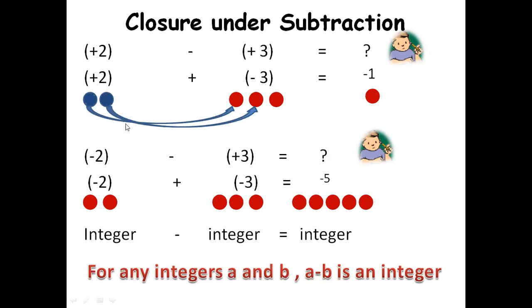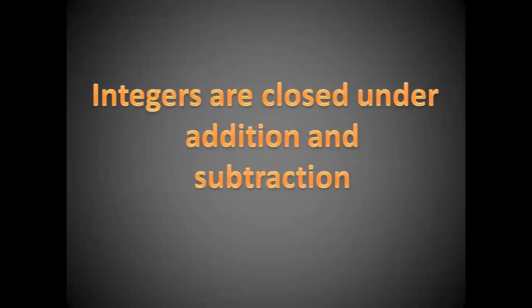Here, see here, these are all integers. Integer is subtracted from integer. The answer is also an integer. So in general, for any integers a and b, a minus b is also an integer. This property is called closure property under subtraction. So we can say integers are closed under addition and subtraction.